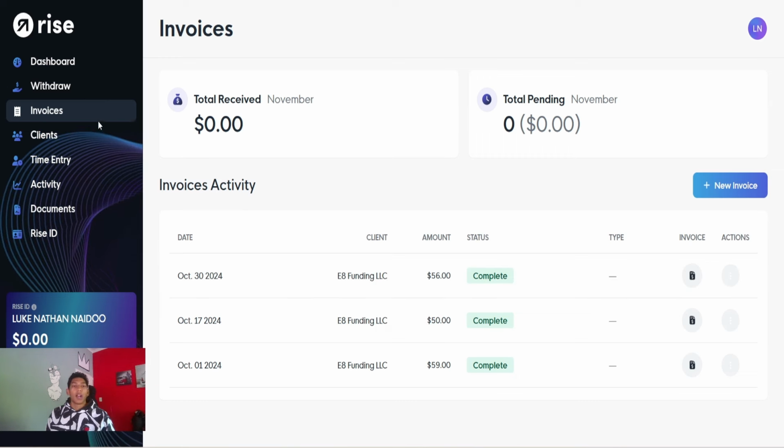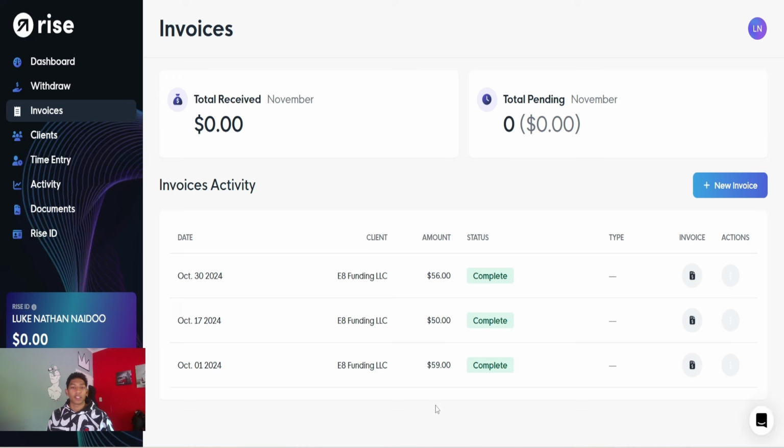Yeah, as you can see, these are my 3 payouts from E8 Funding, E8 Markets now. There's my 3 payouts. So overall, that's $165 I've been paid out within the course of 1 month. So I've made 3 payouts in 1 month, which is crazy.